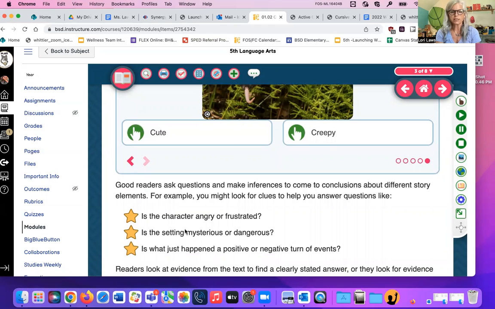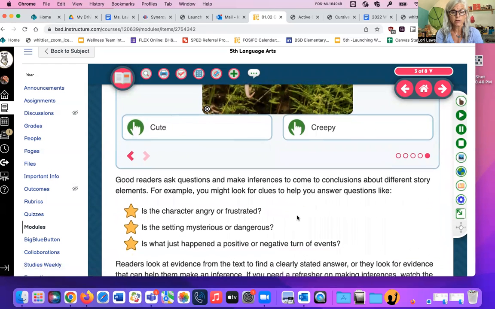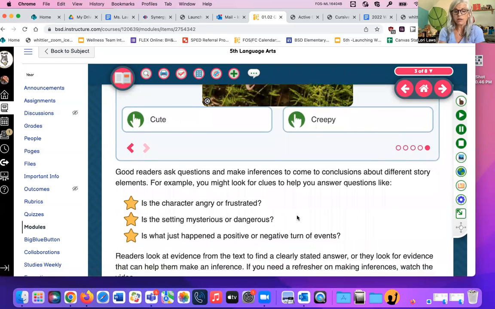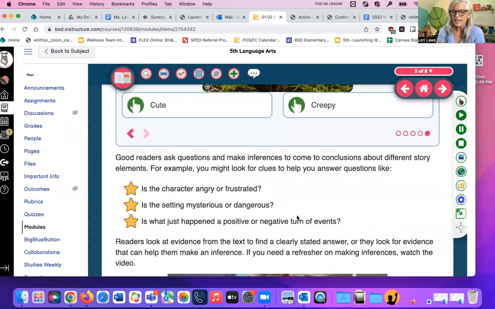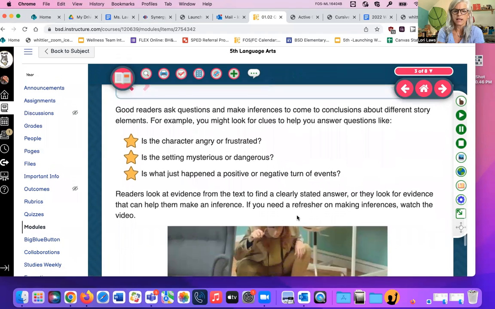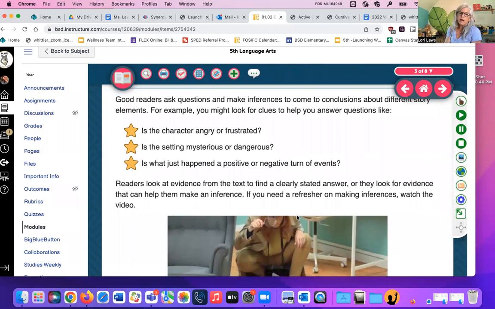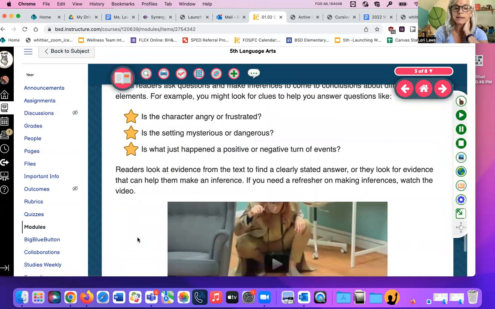Good readers ask questions and make inferences to come to conclusions about different story elements. For example, you might look for clues to help you answer questions like, is the character angry or frustrated? Is the setting mysterious or dangerous? Is what just happened a positive or negative turn of events? So what I'm modeling for you right now is the way I'd like you to read through these lessons. I want you to take the time to really read them and answer the things that they ask.